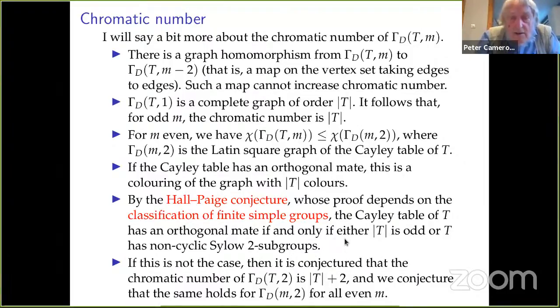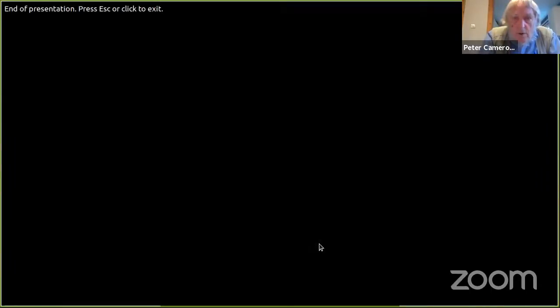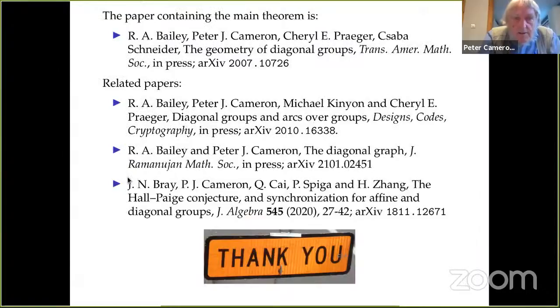They conjectured that in 1955. They dealt with a few cases. It's now been completely proved. And if you go to this reference, this one has actually been published. It was in the Journal of Algebra last year. So that is the proof. It contains the last step in the proof of the Hall-Paige conjecture. All this was done in 2009, but the proof was not published then. It was done by John Bray.